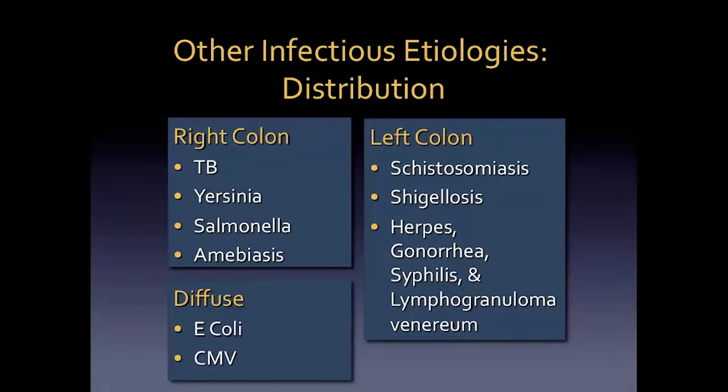And there's this sort of old chart that we memorized at some point. I don't even remember if it was in medical school or residency at this point, but certain infectious agents tend to involve the right colon more so. So things like tuberculosis, Yersinia, Salmonella, amoebiasis, that sort of classic coning of the cecum. Common infectious agents like CMV or E. coli tend to produce a diffuse colitis.